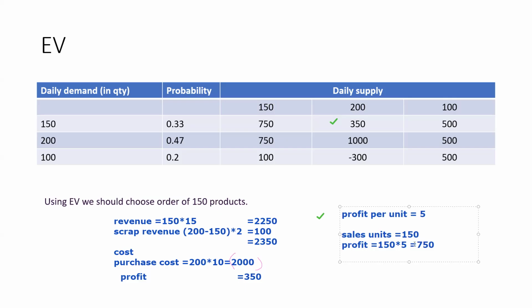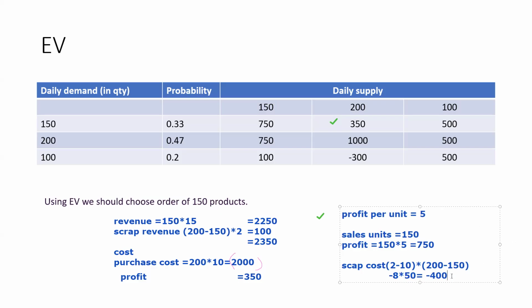Out of that, we are going to take the scrap cost. Scrap cost means here we can sell it for $2 even though we are purchasing it for $10. Therefore, we have -8. So how many units are we going to sell? We have purchased 200 units even though we are selling 150. So in other words, -8 into 50 means -400.